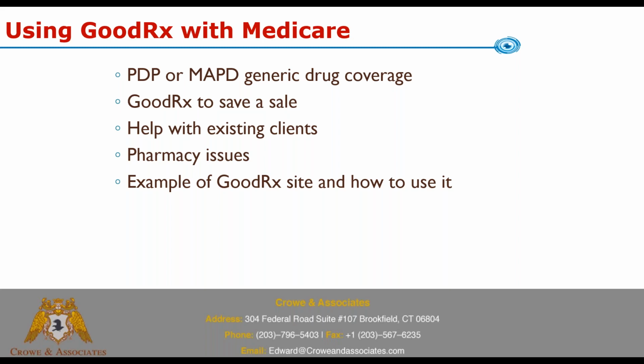So we'll talk about using GoodRx with a PDP plan or an MAPD for generic drug coverage. People probably wonder why I didn't say name brand. It doesn't work as well with name brands, but on generics it certainly does. We'll cover how GoodRx can help you save a sale, or at least save you a lot of trouble or headaches with an existing client. Talk about some pharmacy issues you can have with this strategy, although you shouldn't, but you do once in a while, and just how to deal with that and address it. And then we'll briefly, if you haven't been on, go on the GoodRx site for a couple of minutes and show you how to run through it. It's super simple and easy. If you haven't used it before, it's about as easy as it gets.